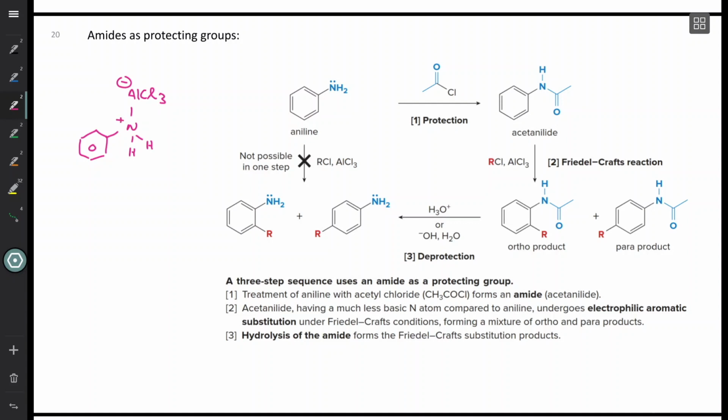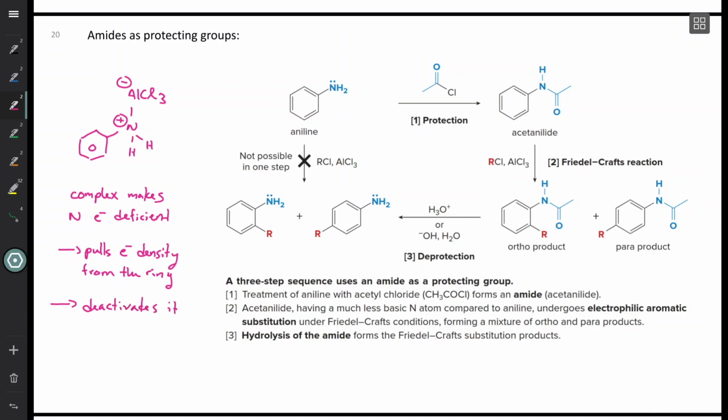And once you get this charged complex, it actually makes the nitrogen very electron deficient. Right? And that in turn pulls electron density from the ring, which in turn deactivates it.